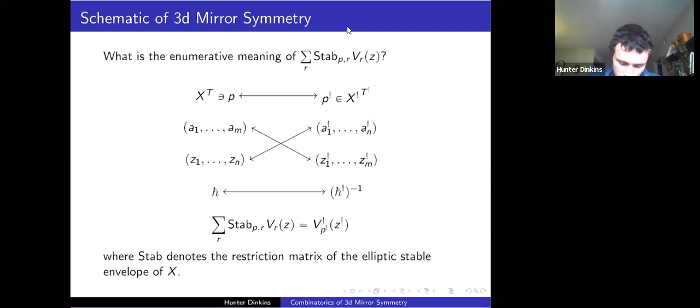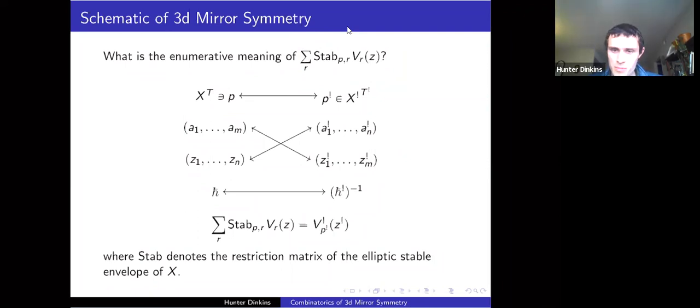So, well, that makes sense. If we want to identify this function as something related to the geometry of the dual variety, then I should have a bijection on fixed points because, well, that's how many of these I'll have.